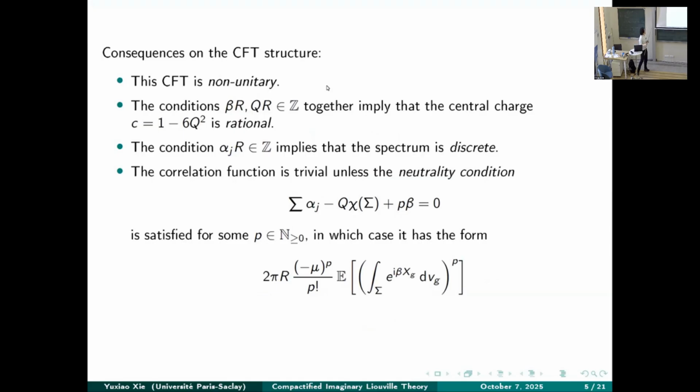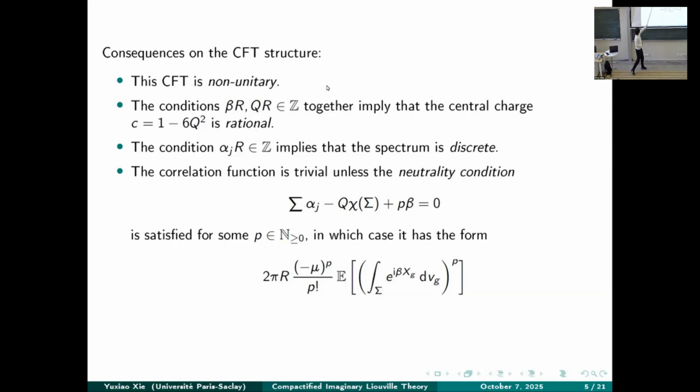Right, so you can actually see that this CFT is not going to be a unitary CFT because of the imaginary part. And also, if you put these two conditions together, so remember that Q is related to beta by this formula, you can see that these together would imply that you have some rational quadratic equation in beta, which means that your central charge, you can actually compute it to be 1 minus 6Q squared. This is going to be a rational number. So you no longer have a continuous set of theories.